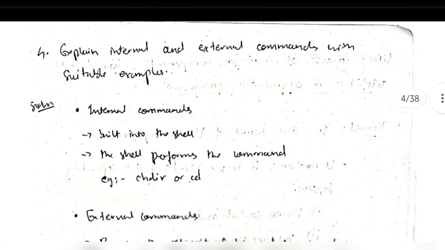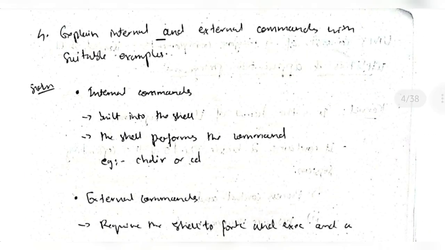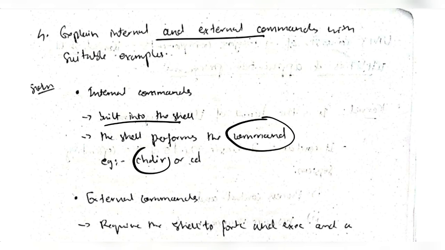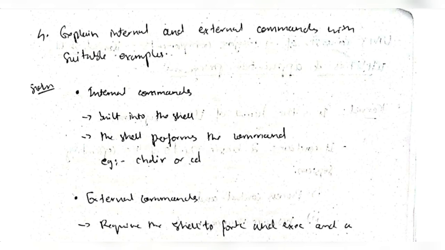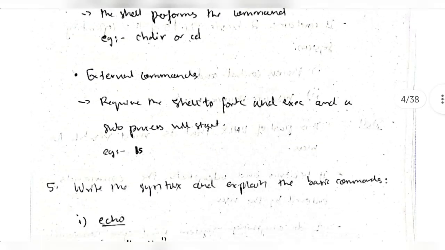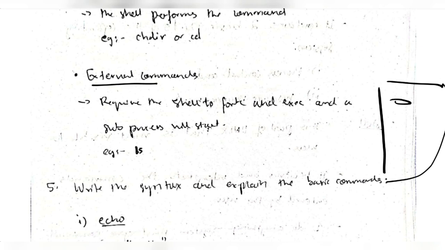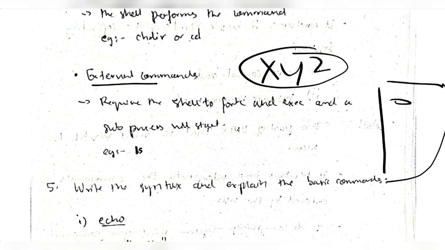And the next question is about internal and external commands. Internal commands are built into the shell, they are inbuilt functions, so they perform commands like chdir, cd. These are inbuilt functions, that is known as internal commands. External commands means commands which need a separate file. So what does that file need? Suppose that there is a command xyz. What does the xyz command do? It should calculate the sum of 2 numbers, for instance.